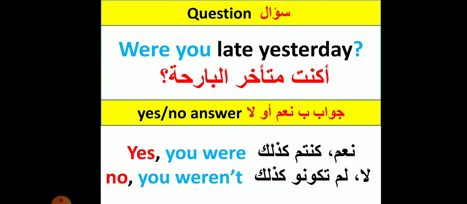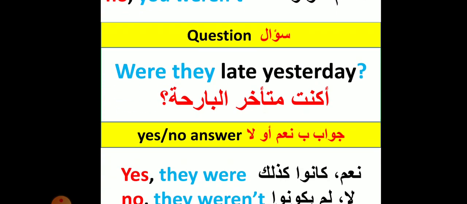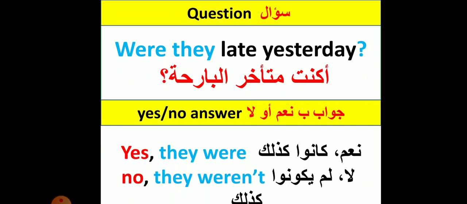Were you late yesterday? Yes, you were. No, you weren't. Weren't here is were plus not. Were they late yesterday? Yes, they were. No, they weren't.